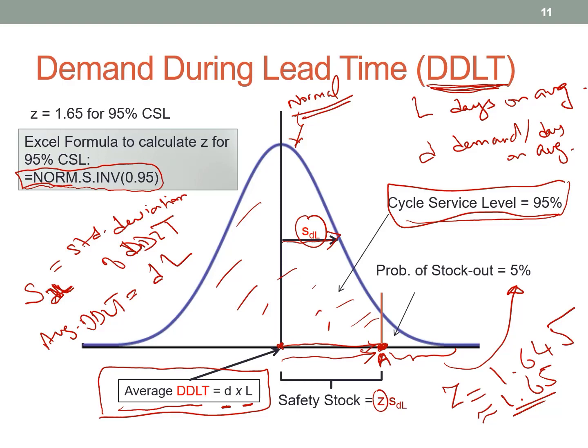Just to illustrate, let's say the average lead time demand is 100. So small d multiplied by L is 100. That's the mean. And when I calculate A, this point here, I have to go 1.65 standard deviations to the right of the mean. Let's say my standard deviation is 10. Then 1.65 multiplied by 10 would give me 16.5. So this point A would be 100 plus 16.5. It will be 116.5.